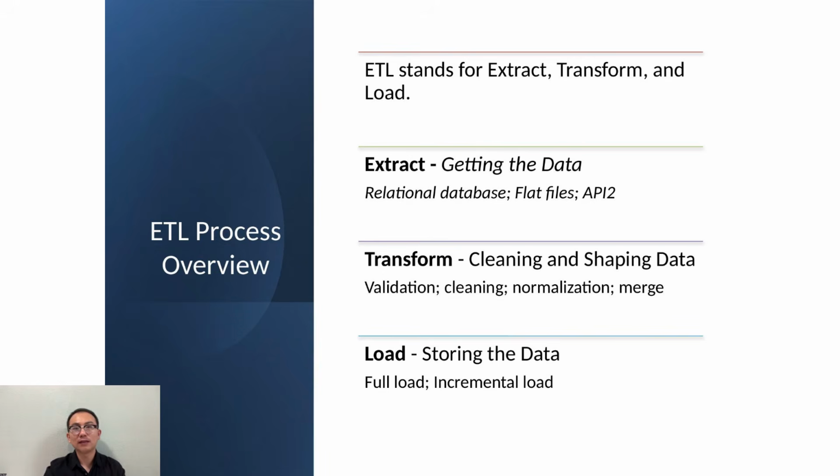Transform. This is where the real work happens. In this step, we clean and validate the raw data and convert it into a usable format. That might involve removing duplicates, converting data types, joining tables, or filtering out unwanted records. This step ensures our data is high quality and consistent.